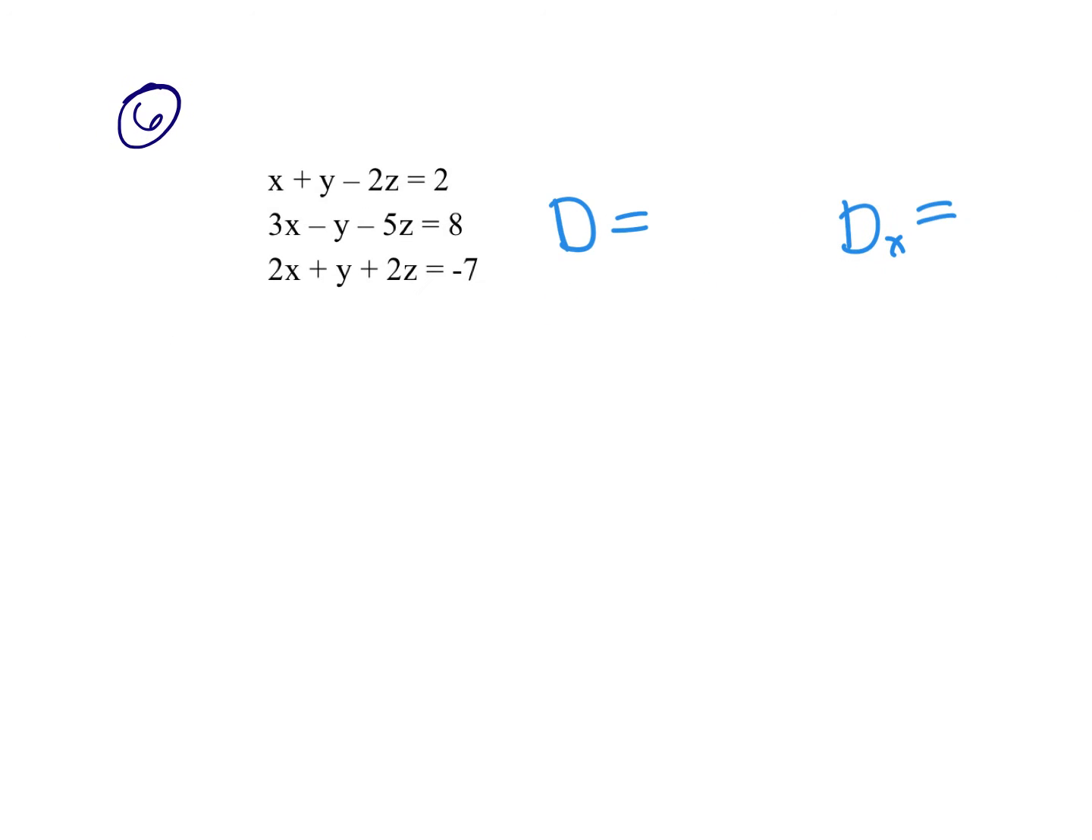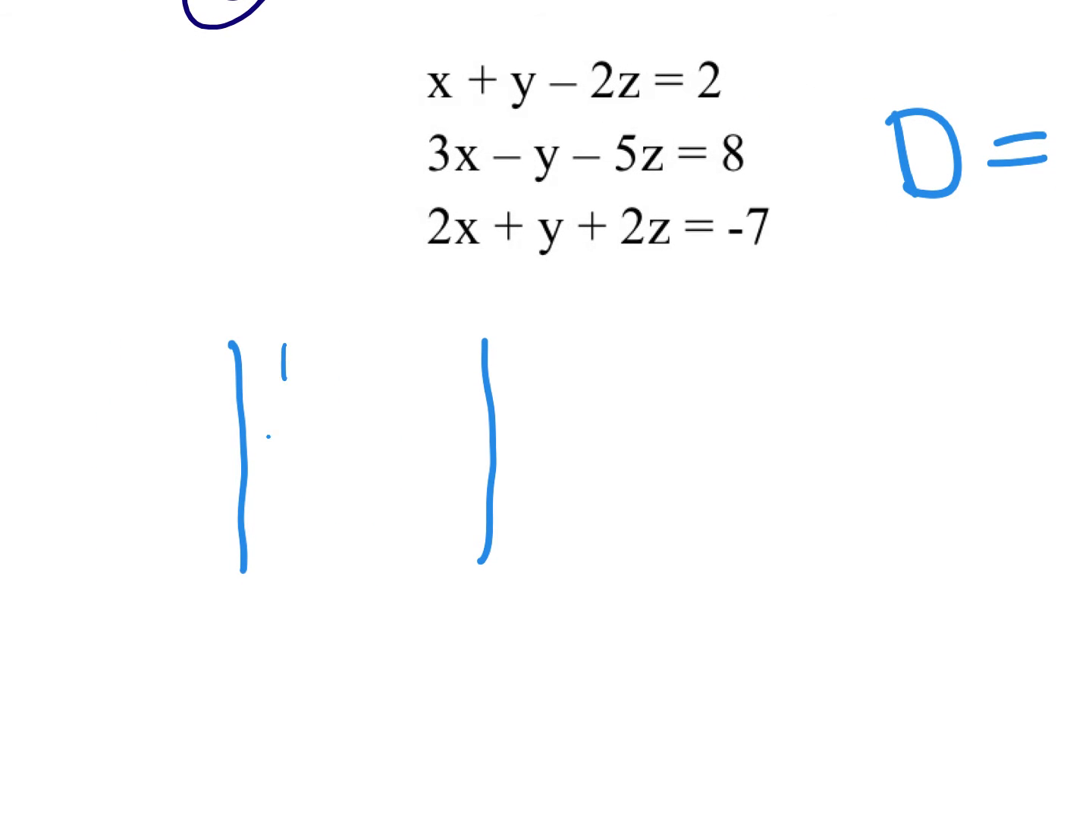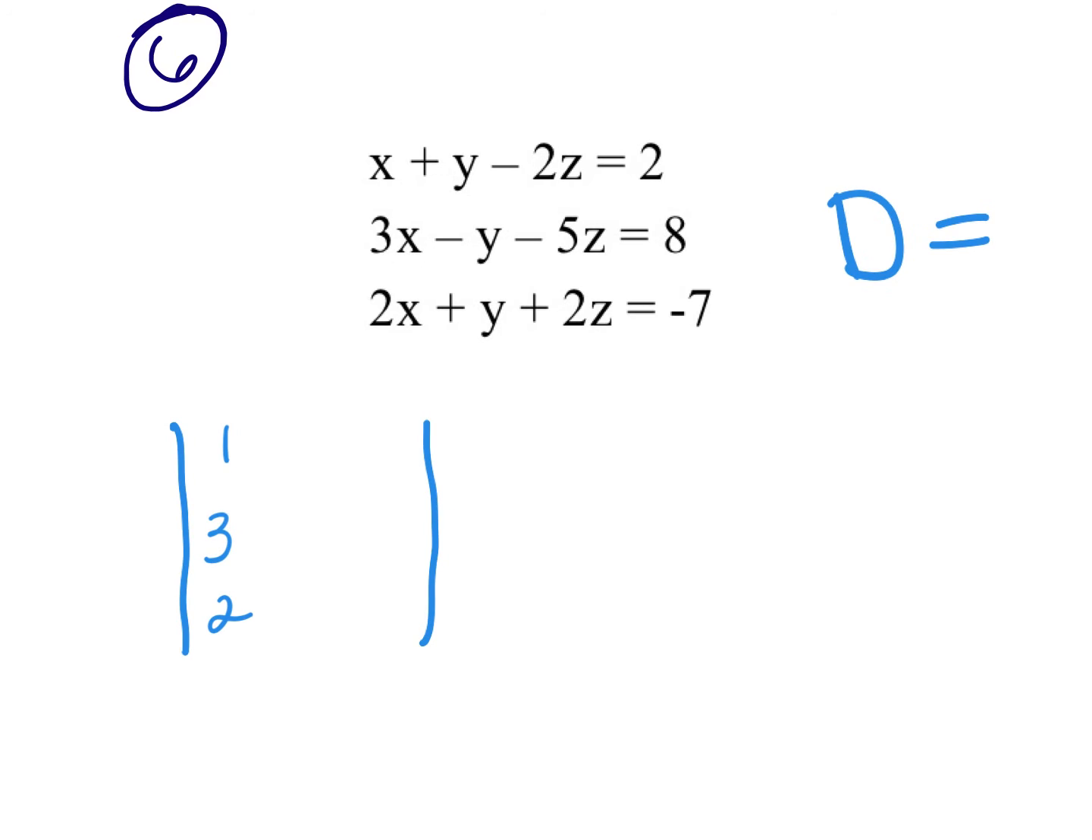So again, to find d sub x, we just take our coefficients of all 3. I didn't mean to put x there. We're using just our coefficients. Make sure that all of your x's are on top of each other, all your y's are on top of each other, all your z's are on top of each other, and then your answers are on the other side. So I have 1, 3, and 2. My y coefficients would be 1, negative 1, 1, and then my z coefficients would be negative 2, negative 5, 2. And then what do I do?